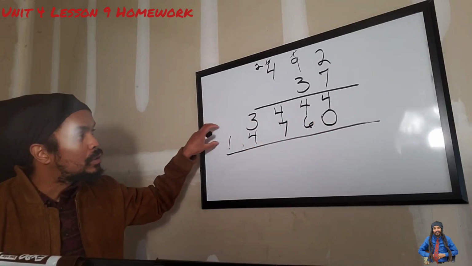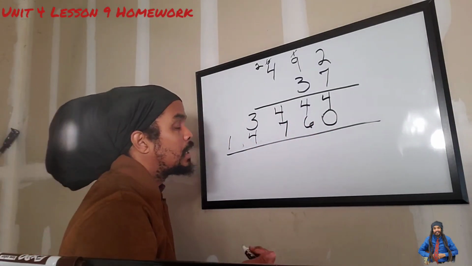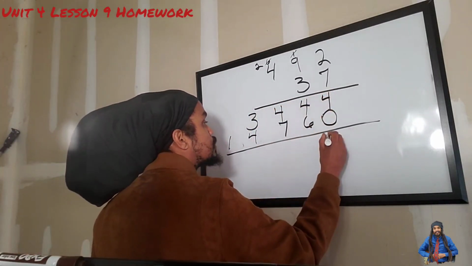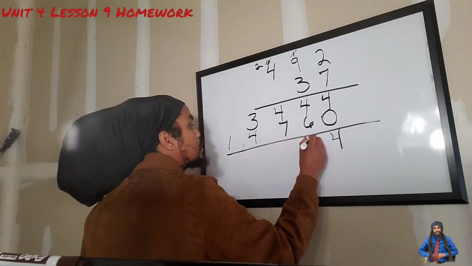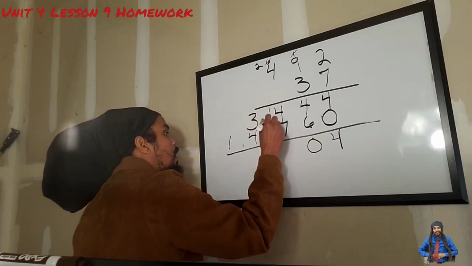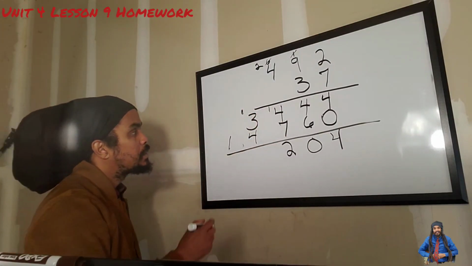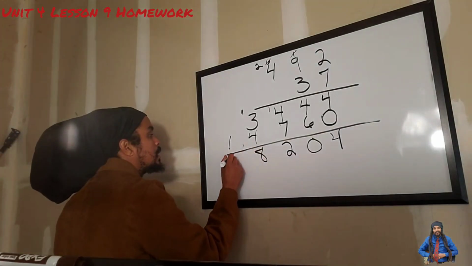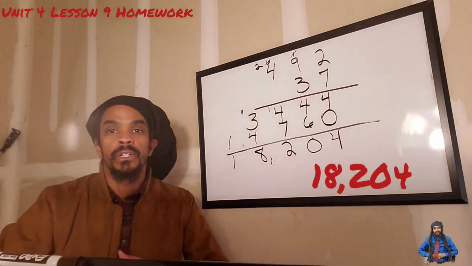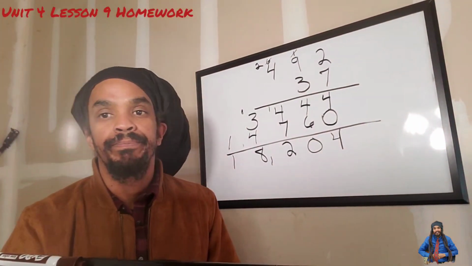But we do got our rows up here. So now we're able to add, and let's see what we get here. Because this first problem, as you can see, we're calculating with the standard algorithm. So 4 plus 0 is 4. 6 plus 4 is 10. Drop your 0, raise your 1. 7 plus 4 is 11. Plus 1 is 12. Drop your 2, raise your 1. 4 plus 3 is 7. Plus 1 is 8. And we got a 1 right here. So our answer should be 18,204.